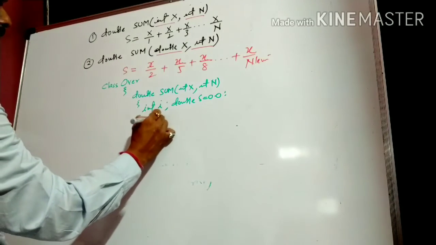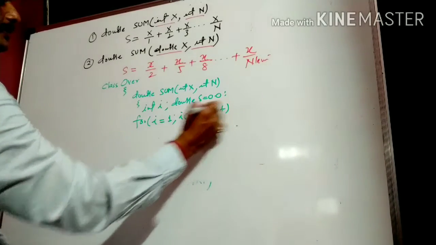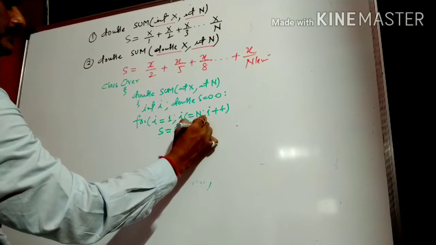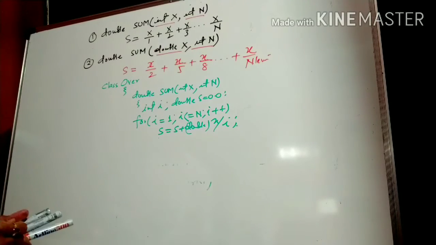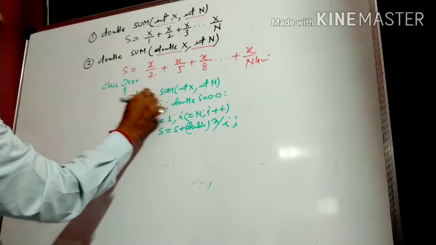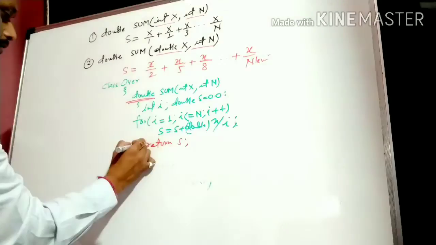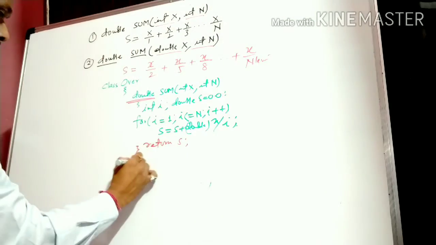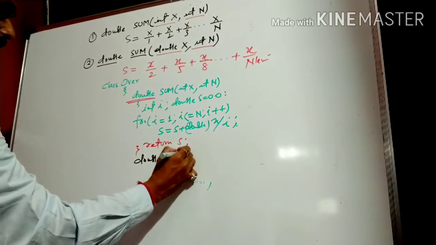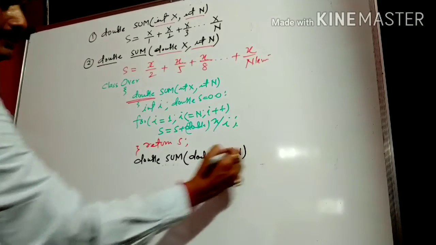So write here for i equal to 1, i less than or equal to n, i plus plus, and s is equal to s plus typecast x by. Execute this one, and then this is a double. Don't print it. Double means you have to return the value. Return what? s. Close this one. Over. Now again create another method. Your method name is what? Double sum. So right here double sum. This is double x integer n.